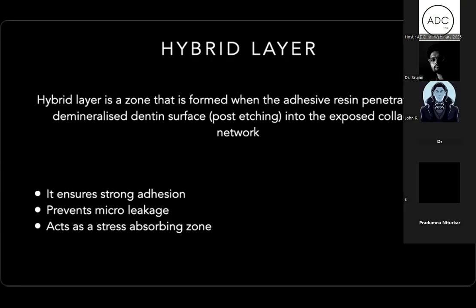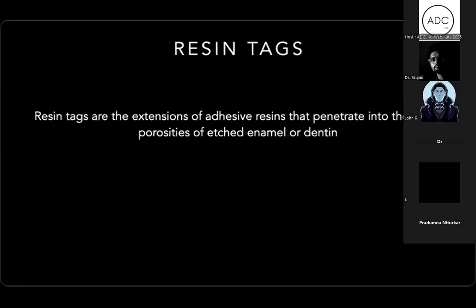What does hybrid layer do? It ensures strong adhesion, it prevents microleakage, and it acts as a stress absorbing zone. The hybrid layer is going to act as the DEJ, dentino-enamel junction, which we are going to probably break at some point. That is the shock absorbing zone. It is very important. We need to recreate that. That is going to be done only with the help of hybrid layer.